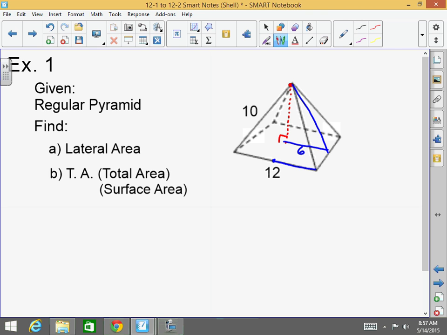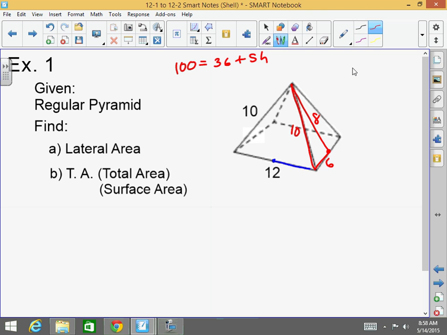Oh, okay. How about this? I'm doing it the wrong way. My bad. Let's do it this way. This is 10, we know that, right? Half of this is 6, correct? So what's my slant height? 100 equals 36 plus slant height squared. Yeah, this is a 3, 4, 5 times 2. So that's 8. Very good.